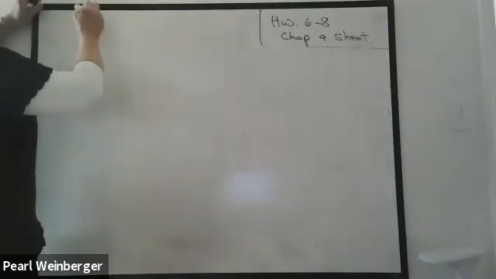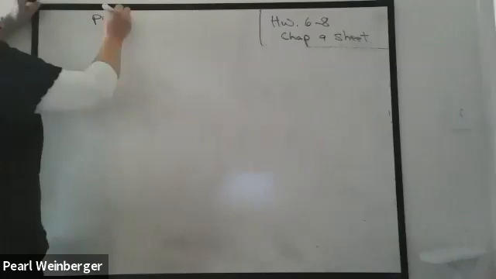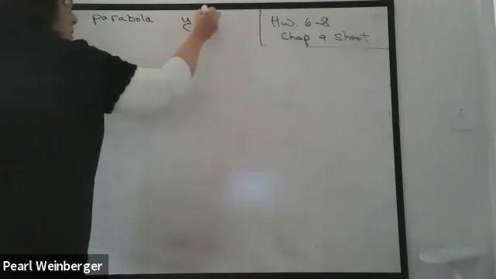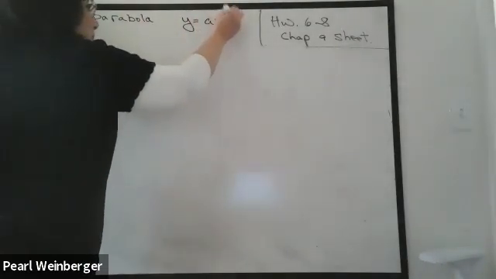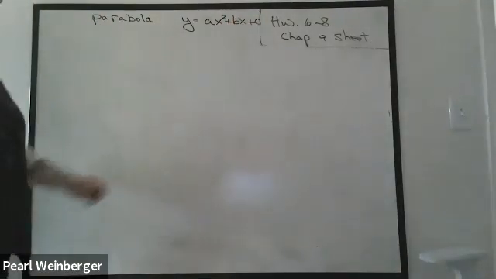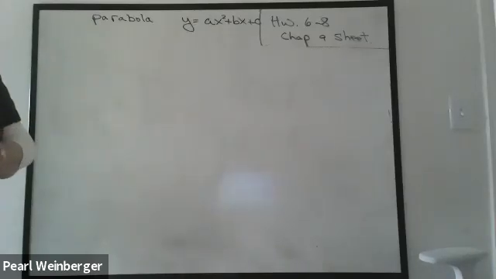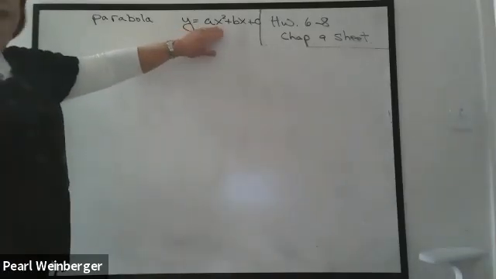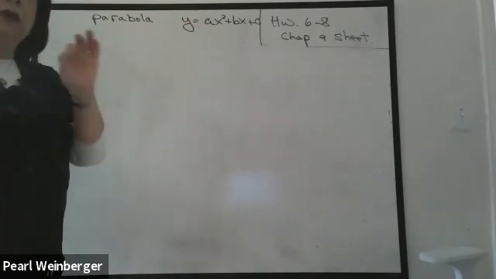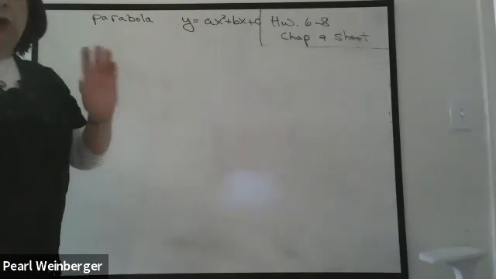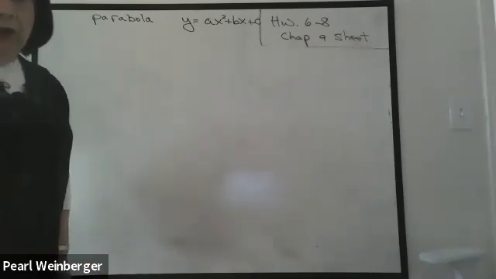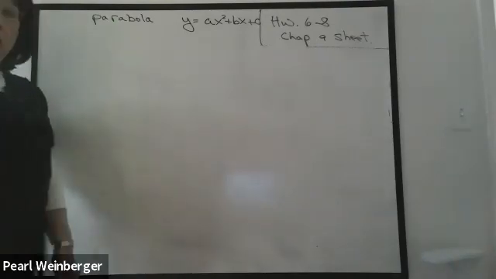The general equation of a parabola is y equals ax squared plus bx plus c. If you notice, the most important thing to notice here is we do have an x squared term, but there's no y squared term. The parabola is the only one of the four quadratic equations that only has one of the variables squared. The other one is not.